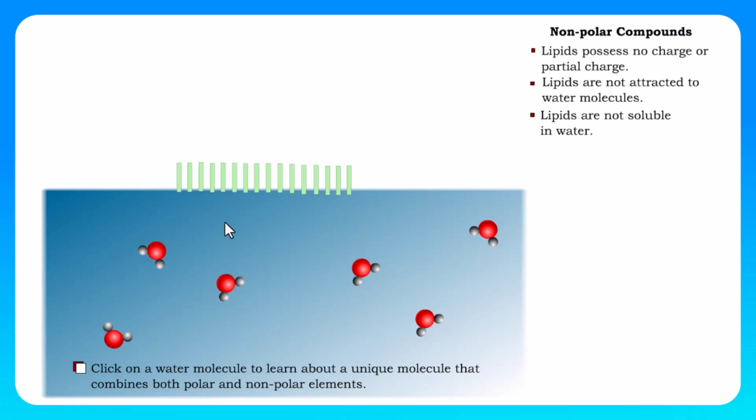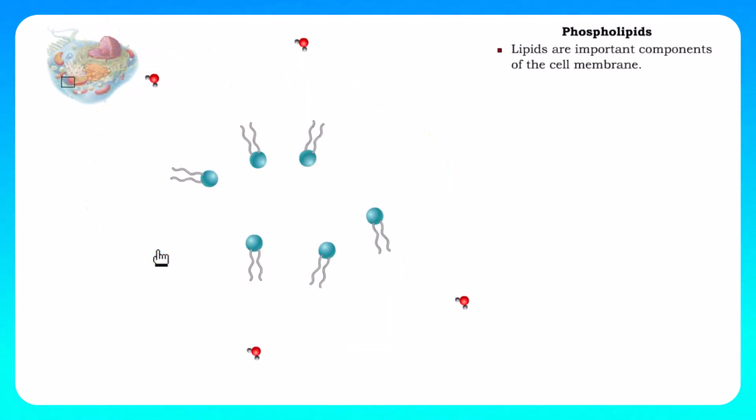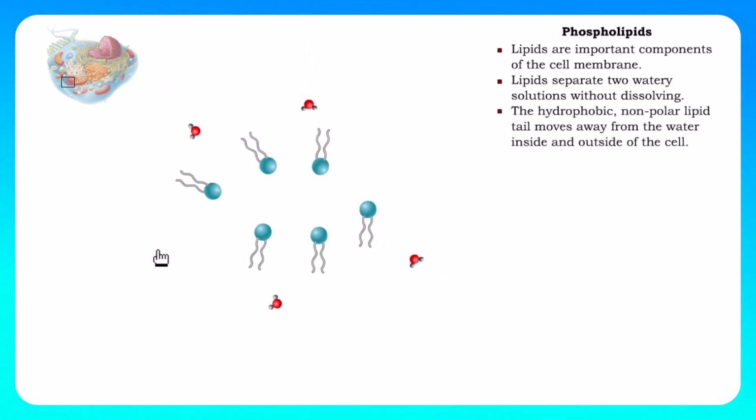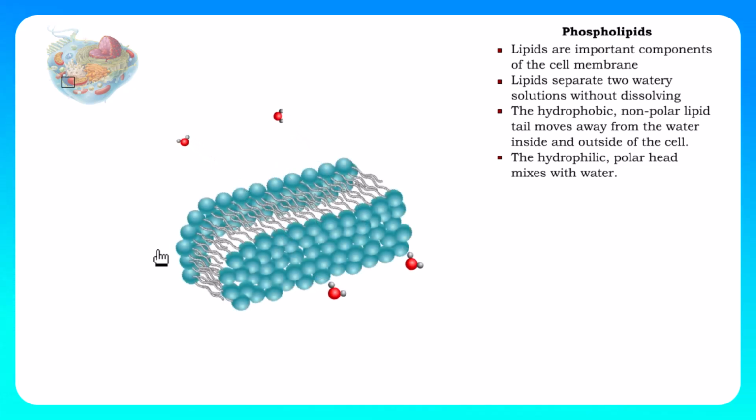Now, we do have a very special type of molecule that combines both polar and nonpolar elements, and these are called phospholipids. The insolubility of lipid in water makes them very important as structures of the cell membrane. They will not be dissolved by watery solutions inside of or outside of the cell membrane.